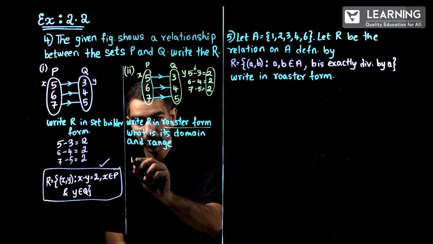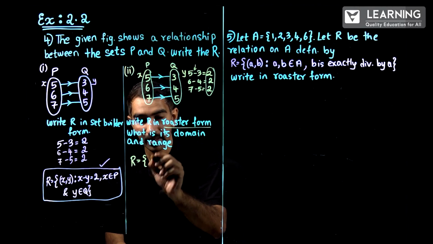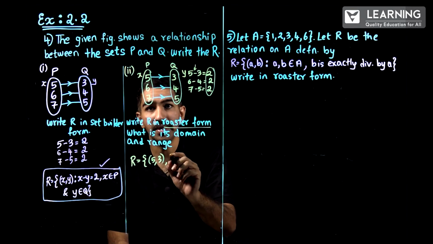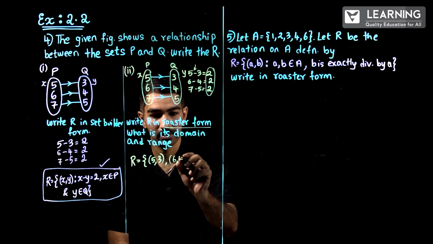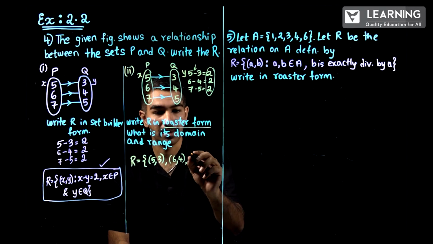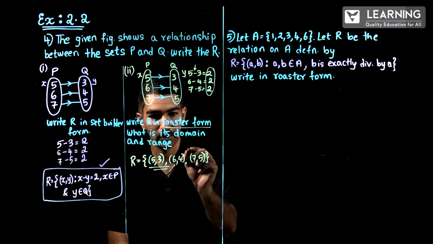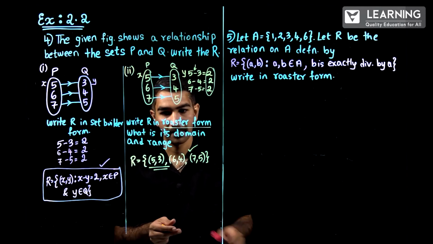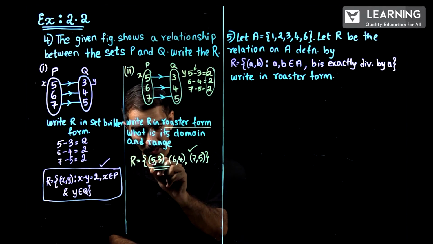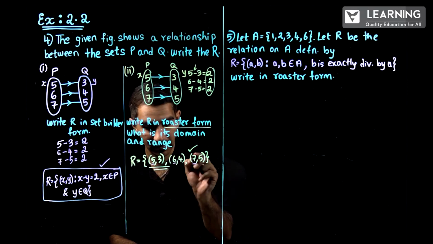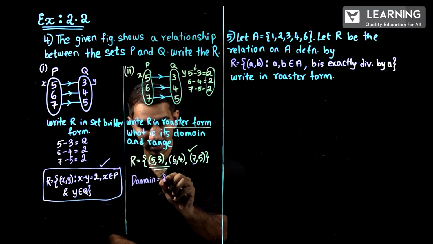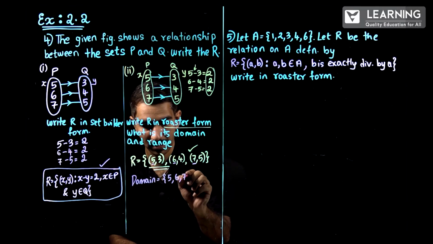So here R will be equal to what, students? See the arrow diagram: 5 comma 3. Okay, next would be 6 comma 4 and the next would be 7 comma 5. So this is how we have defined the set in the roster form, and this is the right answer. Now the set of all the first elements in these ordered pairs, that is what? 5, 6, 7. This is called the domain. So domain equals 5, 6, 7.